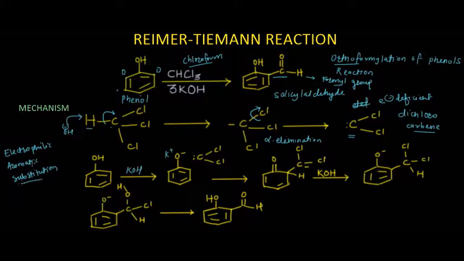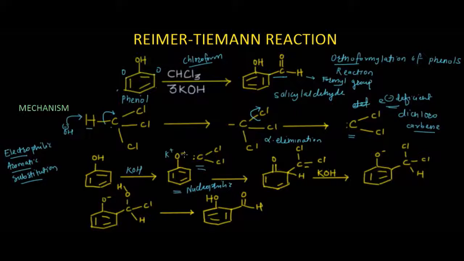And what is the requirement for the electrophilic aromatic substitution reaction? For the electrophilic aromatic substitution we need an aromatic system which is nothing but this. In this case phenoxide is our aromatic system, and we know that the aromatic ring is nucleophilic in nature, and carbene, as discussed earlier, is an electron deficient species.